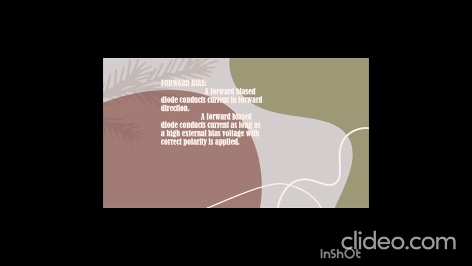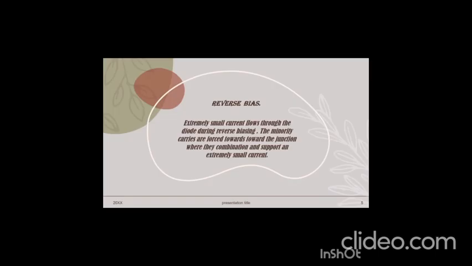Next we have to see our reverse bias. Reverse bias. An extremely small current flows through the diode during reverse bias. The minority carriers are forced towards the junction where they recombine, and only an extremely small current flows. This is our reverse bias.